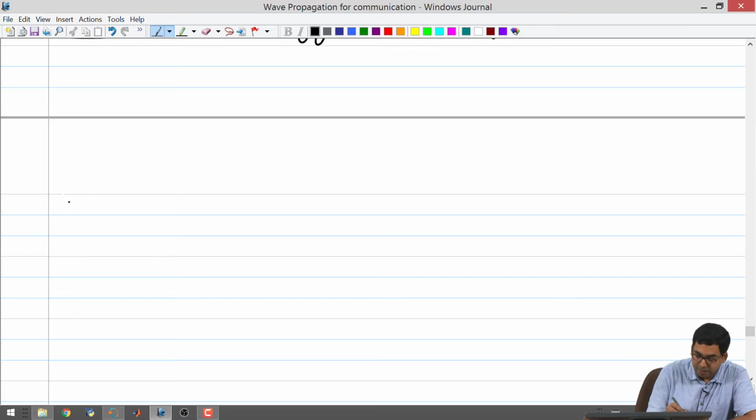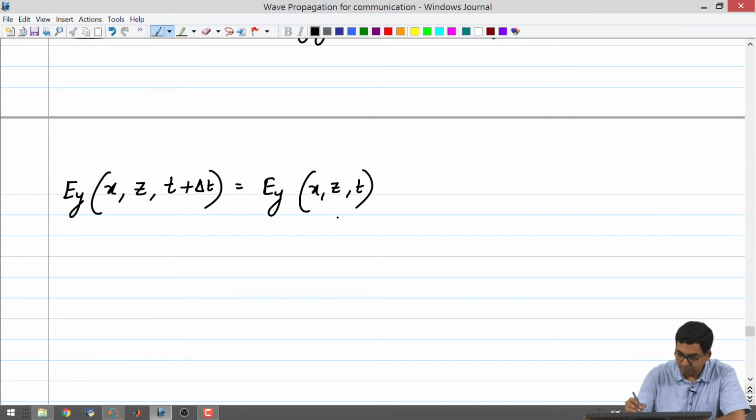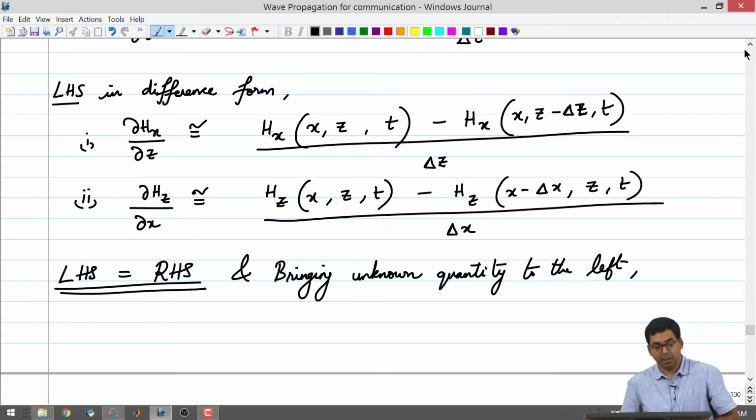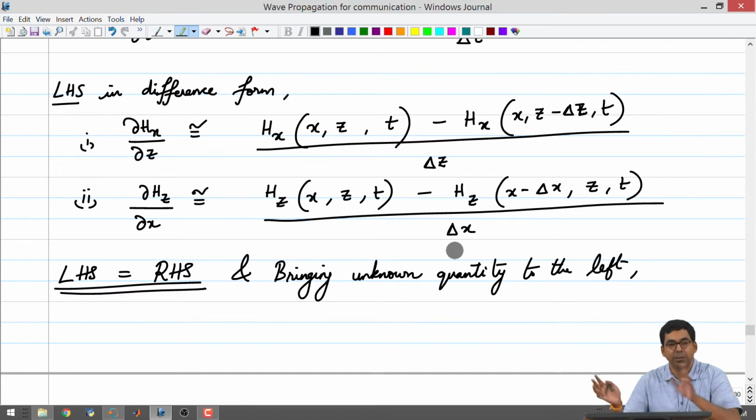Okay. So, I am having Ey as a function of x and z, and the future value of Ey is going to depend on the current value of Ey plus Δt divided by epsilon. Let us see now what we can do. Now, if you look at the denominator for ∂Hx/∂z and ∂Hz/∂x, the first term here has the denominator of Δz and the other one has a denominator of Δx, and you need to take a difference between the two quantities. It will become easier if the denominators are identical.